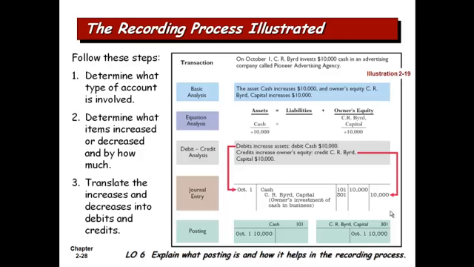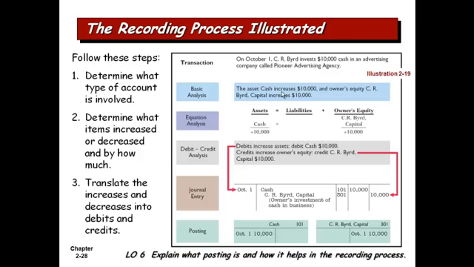So let's start up here on October 1st. Bird invests $10,000 cash in an advertising company called Pioneer. So basically, he's investing $10,000 into a company. Basic analysis: the asset cash increases by 10,000. Owner's equity increases by 10,000. So this is what you're thinking about. Okay, what kind of effects is this transaction having?